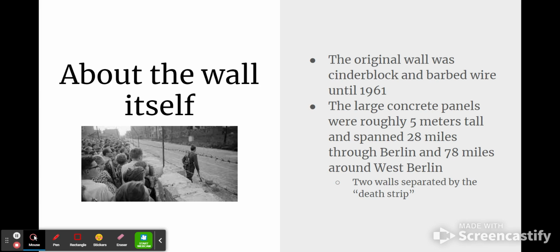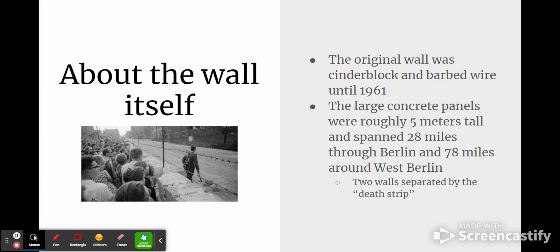The wall was actually two walls separated by a gate, or something that they refer to a lot as a death strip, where people from the east would often try to escape to the west, and this is where a lot of people lost their lives, and it was young children, adults, elderly. The word strip is kind of misleading too, because it was actually quite a long piece of land, and it was a sandy and gravelly type area.